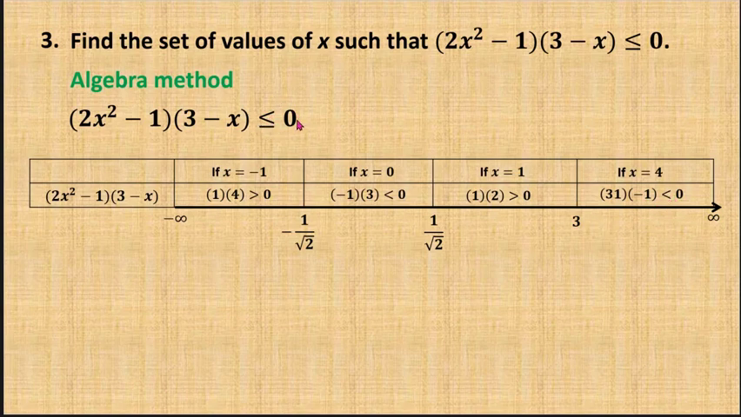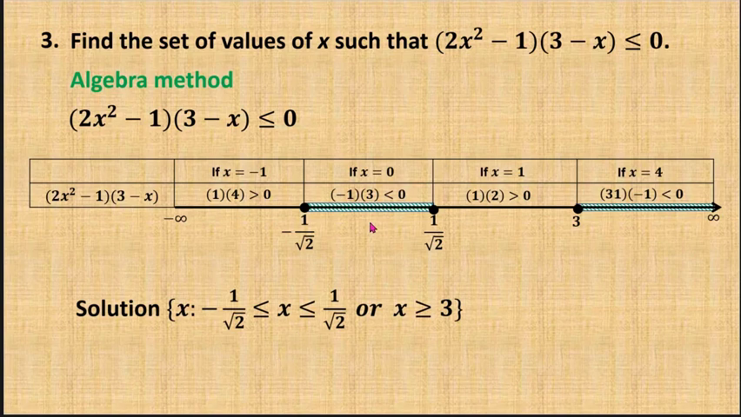Since the inequality is less than or equal to 0, the solution is in the second and fourth regions. And we found that the critical values are included in the solution. So therefore, the solution is x less than or equal to 0 when x is between negative 1 over square root of 2 and positive 1 over square root of 2, or when x is greater than 3.